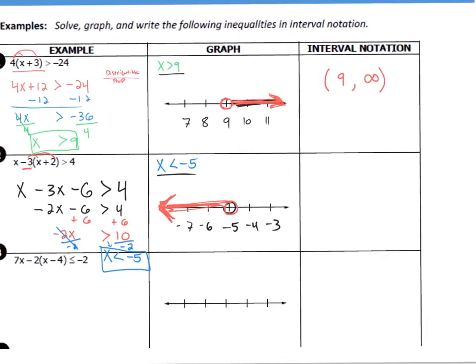The way that we write this in interval notation is that the lowest number is negative infinity because it goes all the way down in this direction, all the way down to negative infinity. So the smallest number is negative infinity, and the biggest number that it could be is -5. And because it's an open circle, it's just a parenthesis.